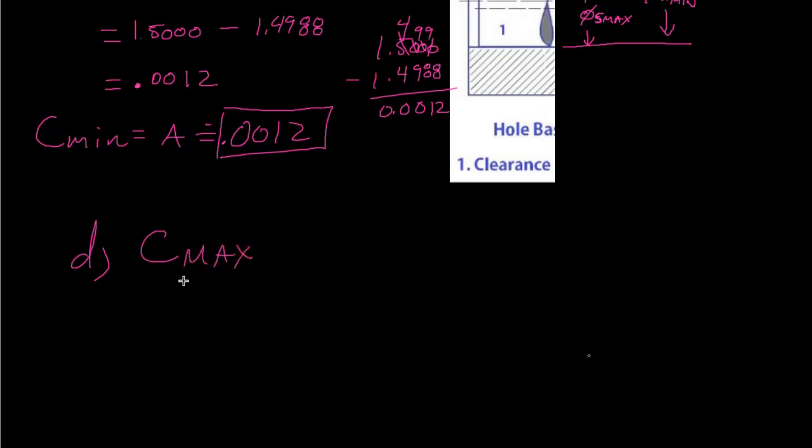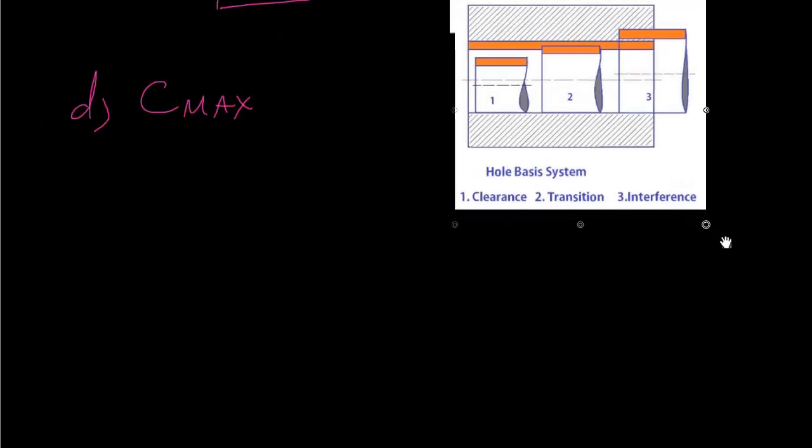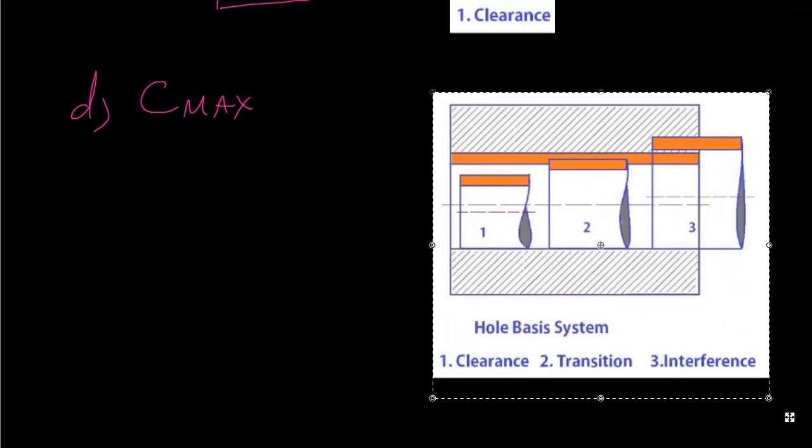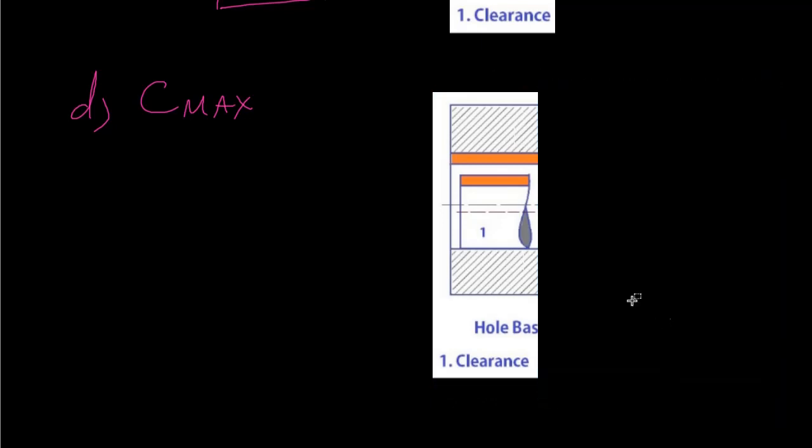Okay, so the maximum clearance, I'm just going to copy in that photo again because it's such a nice visual for this demonstration. Okay, so we'll get rid of these transition and interference fits and just focus in on the clearance. Now, the maximum clearance is going to occur for the smallest shaft. So that's going to be diameter of the shaft minimum, and the largest hole. So that's going to be diameter of the hole maximum.